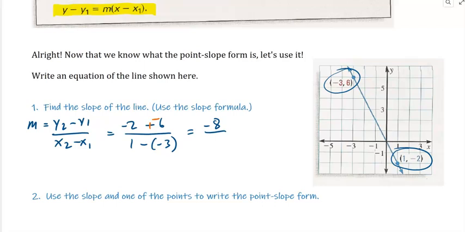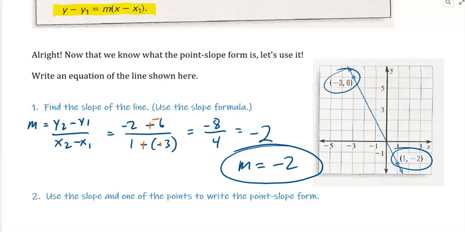And down here, 1 minus -3, that would be 1 plus the opposite of -3, which is positive. So 1 plus 3 is 4. So -8 over 4 simplifies. -8 divided by +4 is -2. So we have a slope of -2 using the slope formula.